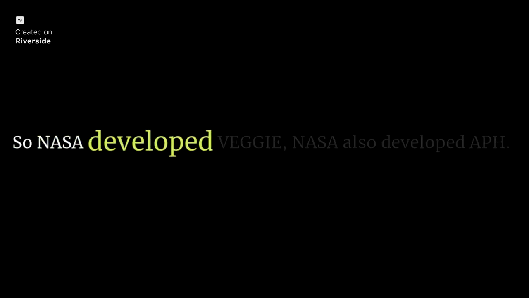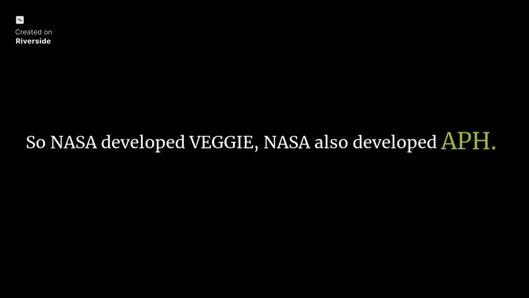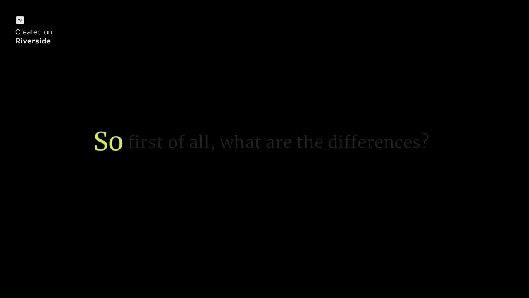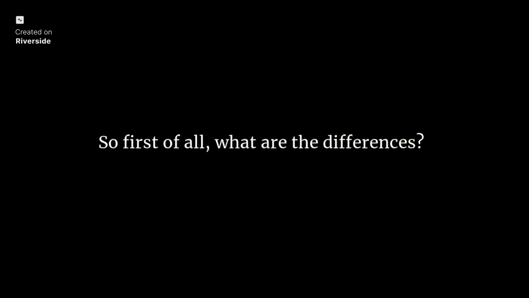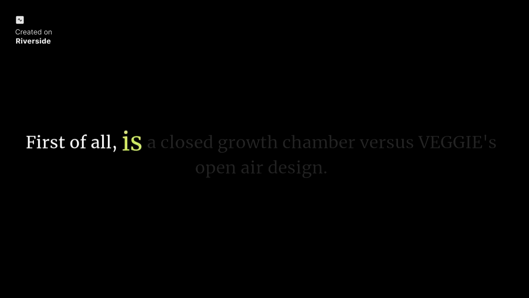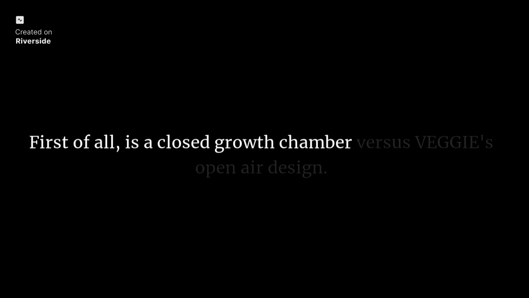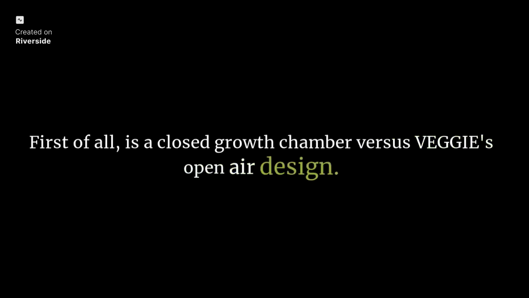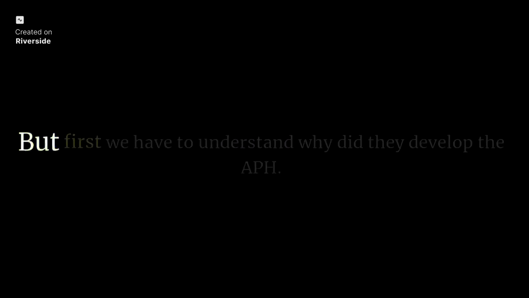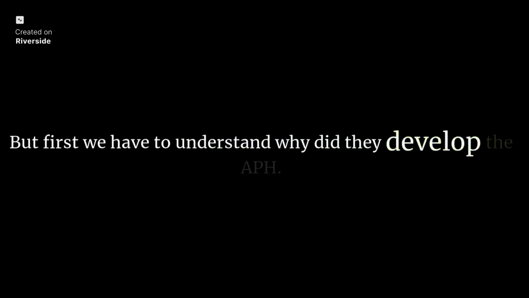So NASA developed Veggie. NASA also developed APH. So first of all, what are the differences? First of all, it is a closed growth chamber versus Veggie's open air design, right? But first we have to understand, why did they develop the APH?